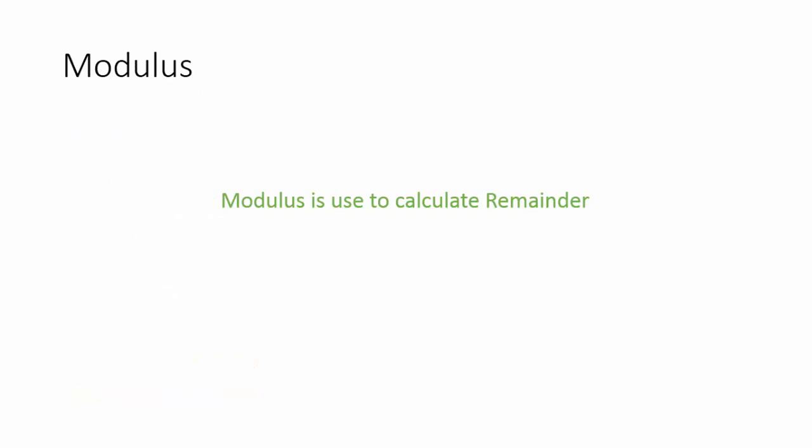Now we have the modulus operator. The modulus operator is a bit more simple. For example, if you have a variable and you want to get the remainder, then you can use the modulus operator. And the modulus operator is represented by the percentage sign. So the modulus operator is going to give you the remainder.